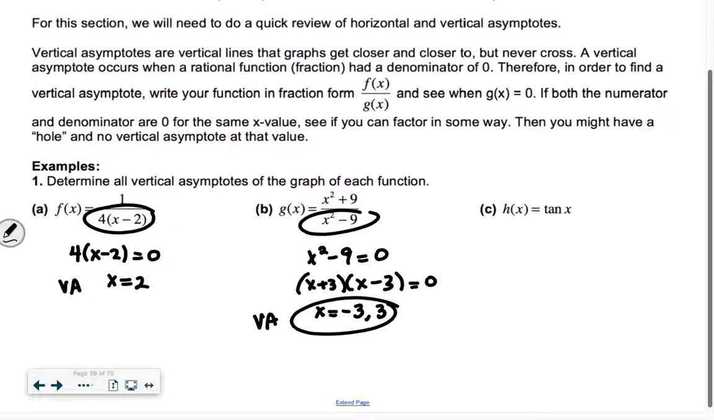All right, and then the next one, tangent of x. So tangent is sine divided by cosine. So basically we're asking where is cosine of x equal to 0. So think about your unit circle. Cosine of x is equal to 0 at pi over 2, 3 pi over 2. You'd add again, so 5 pi over 2, 7 pi over 2, and so on.